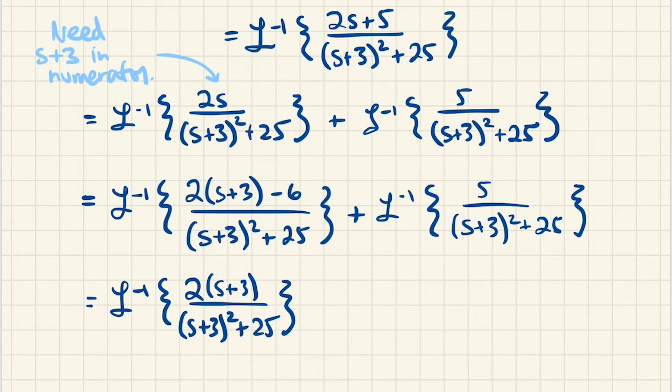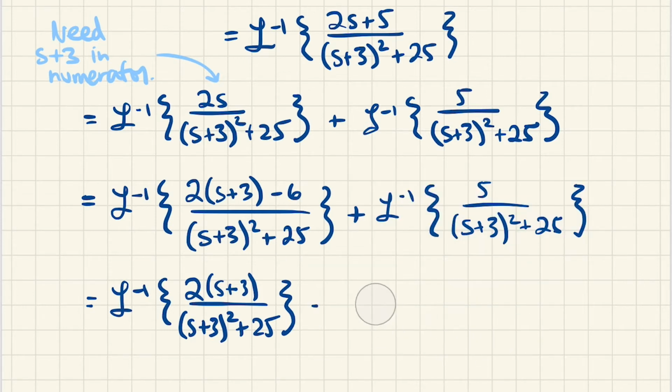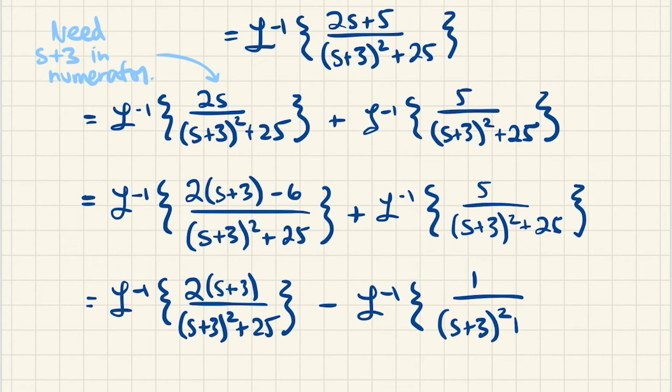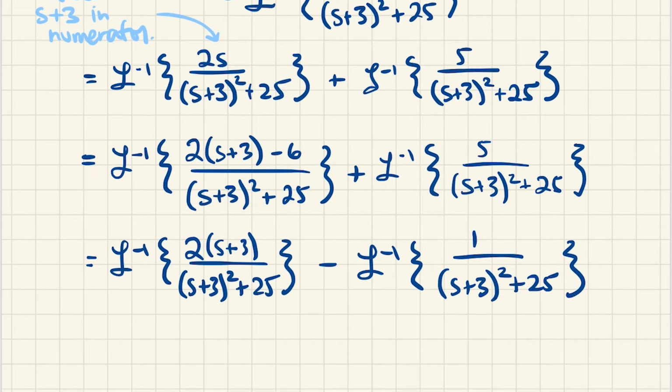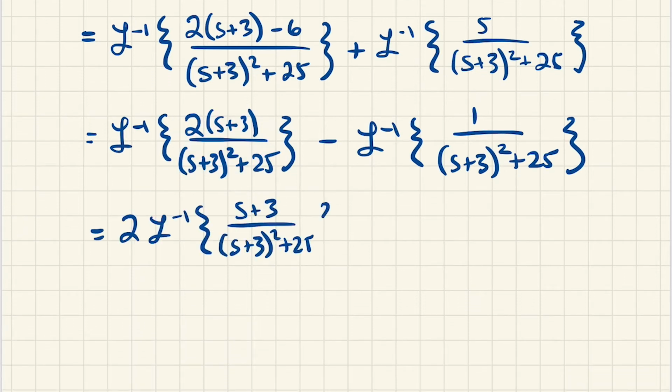And then technically we would have minus this, although I'm going to erase this in a second, and then plus that one. So actually, let's just combine those right now, and we're going to get negative 6 plus 5 is negative 1. So why don't we just write minus the inverse Laplace transform of 1 over ((s plus 3) squared plus 25). And over here, we can pull the 2 out. So this term is ready to finally be converted over into a function of t.